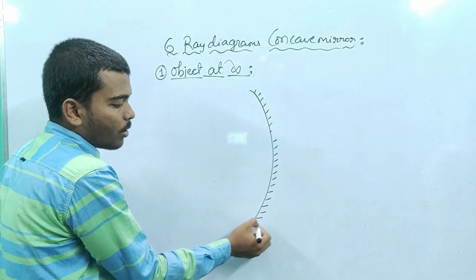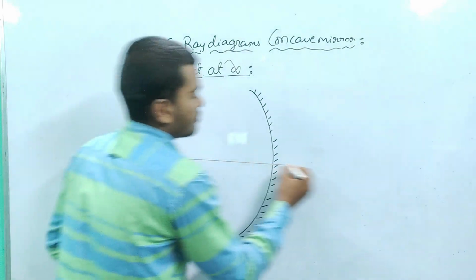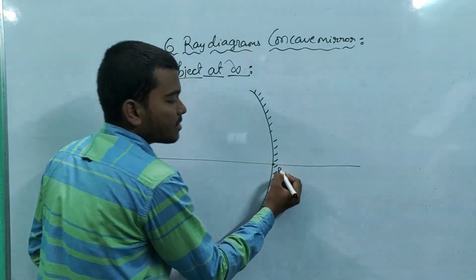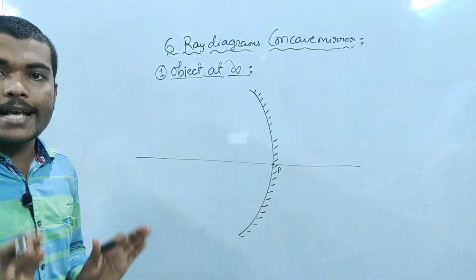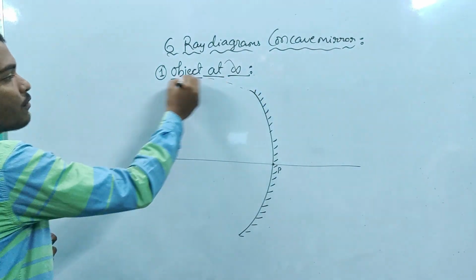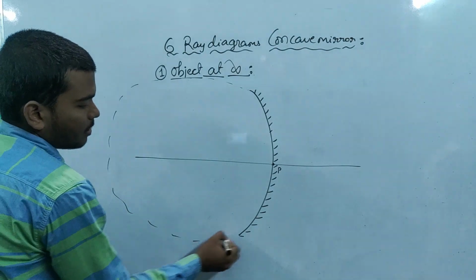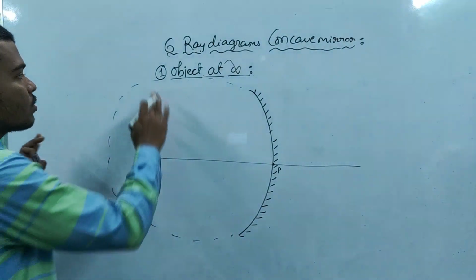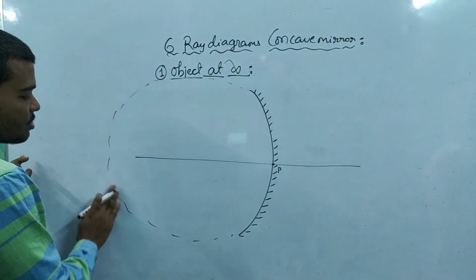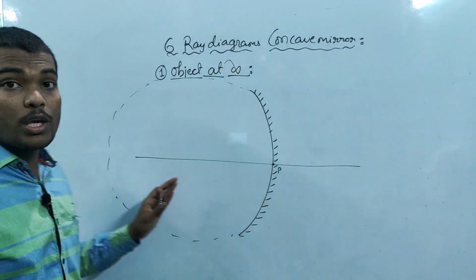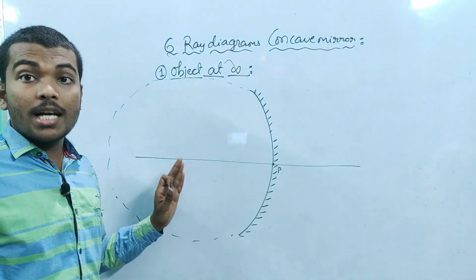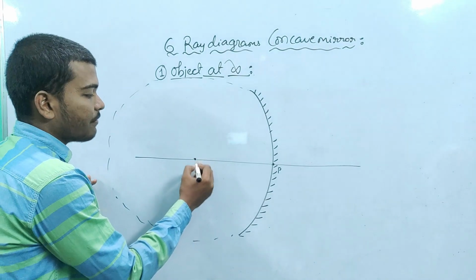So the next step we are going to do is the principal axis, and when the principal axis touches the surface of the mirror, we are going to write it as P. Then properly we have to estimate the circle. Just a rough estimation, I know it is not so circular, but the rough estimation of a circle is very important because you have to be provided the correct position of at least C and F.